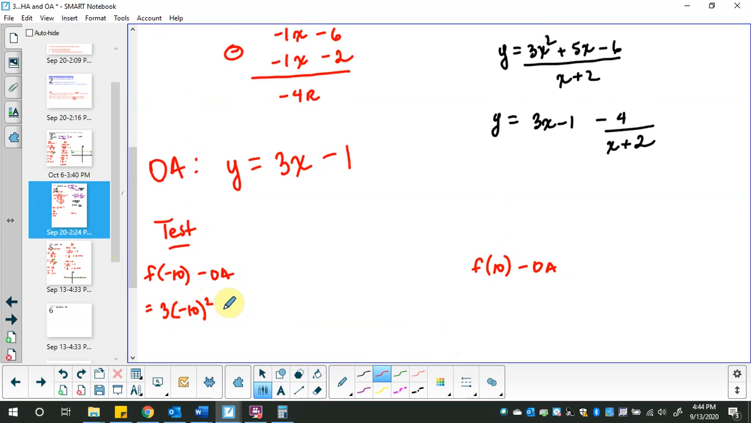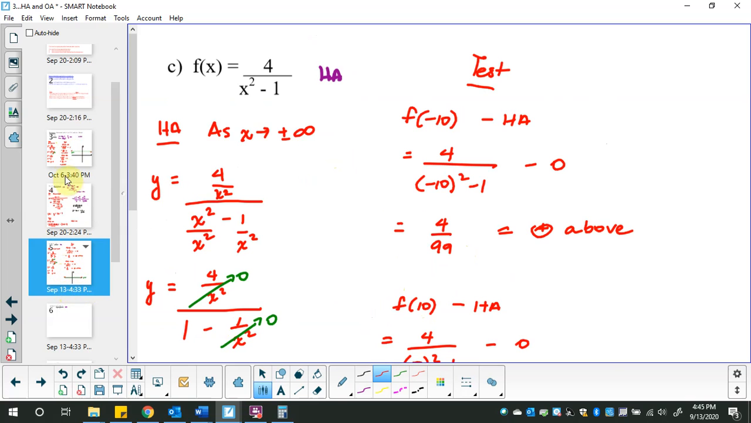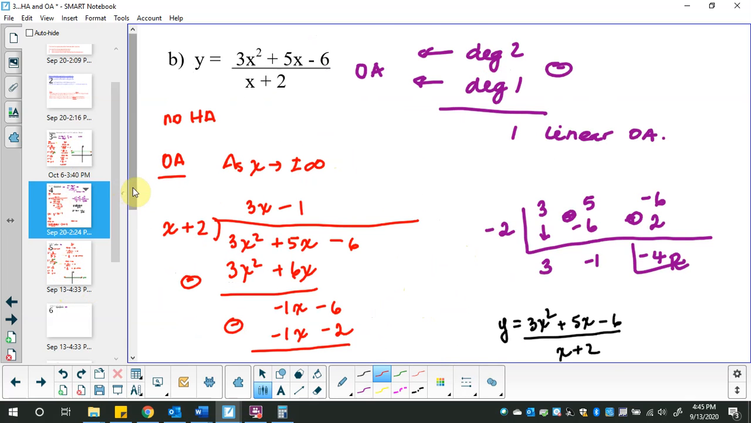Here's me putting negative 10 into the original function. And here's the awful part, and why oblique asymptotes are not your friends. You have to put negative 10 into the equation of the oblique asymptote as well, because unlike horizontal asymptotes, they aren't just numbers, they're actually expressions or equations. So we were here.